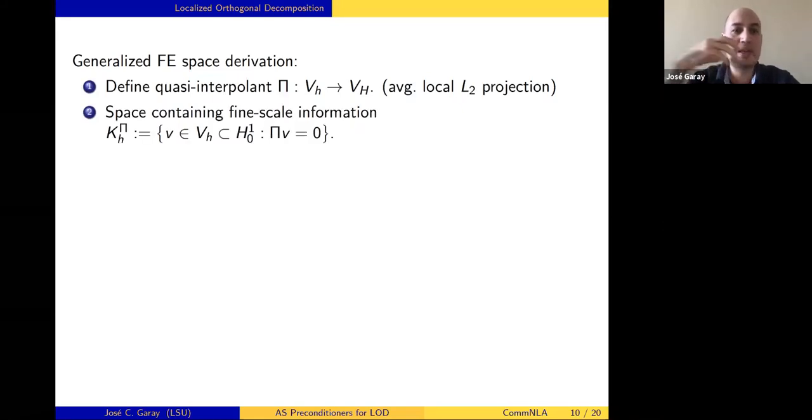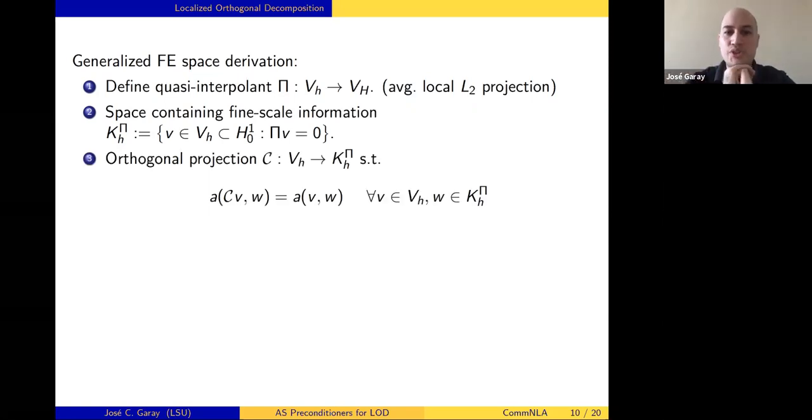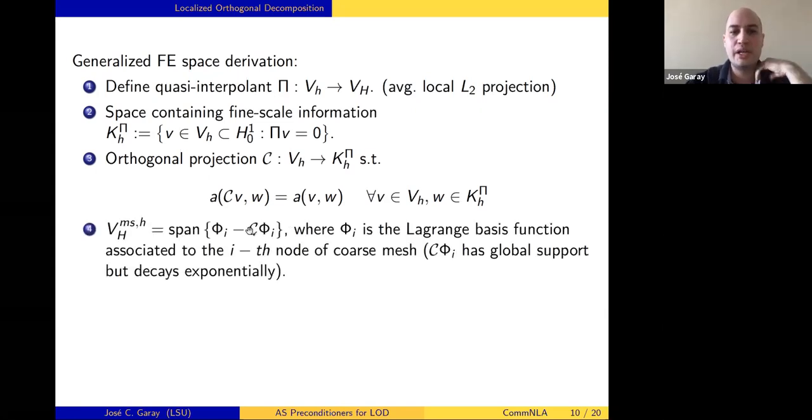After this, the kernel of this operator will be the space where all the functions with fine scale information live. If we then define the orthogonal projection onto this kernel, with respect to the inner product defined by the bilinear form, then the correction of a standard basis function, for example phi, is nothing but the projection of this basis function onto this space of fine scale information.